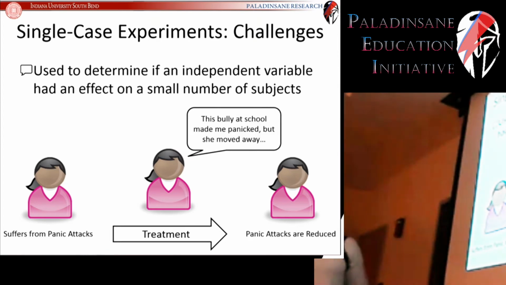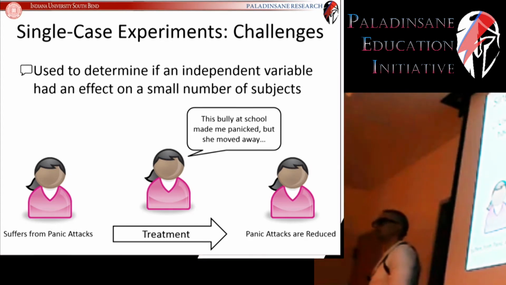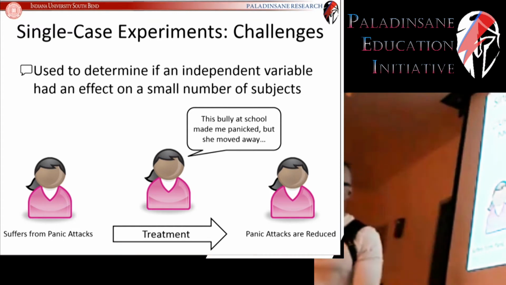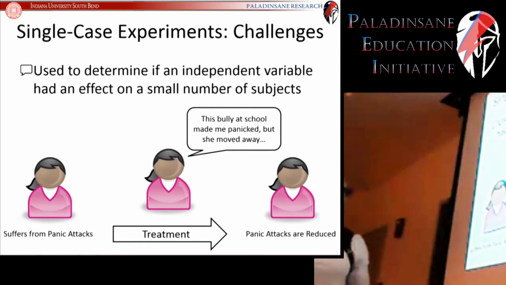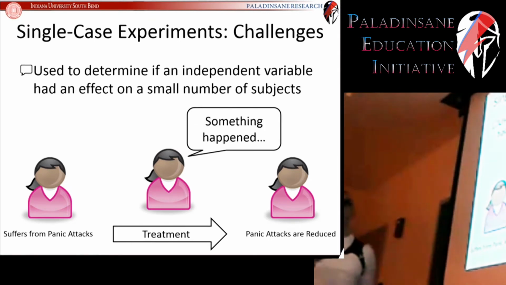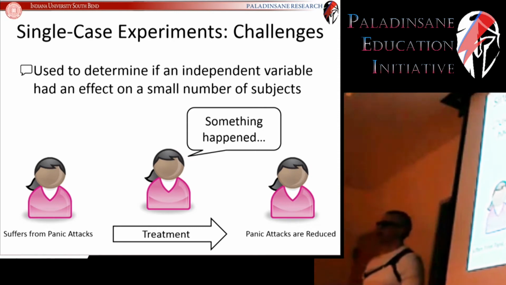So something more plausible. Maybe they were being bullied at school, and that was the reason that they were feeling those panic attacks. And their bully just happened to move away. You start the treatment, they walk in on Monday, and it's like, oh, class, so-and-so had to move away. They're in another school. And maybe that's the reason the panic attacks were reduced. The bottom line is that something else could have happened.